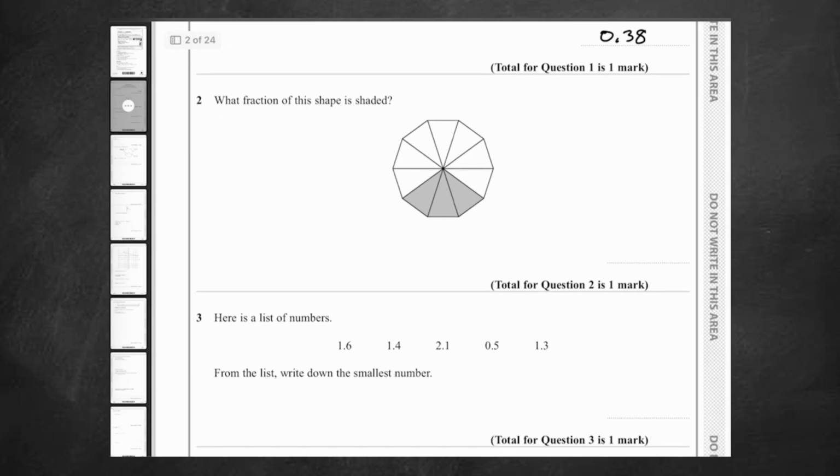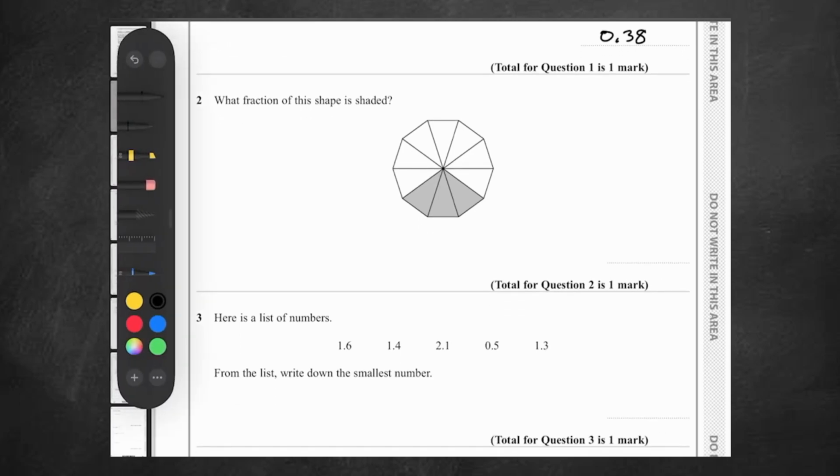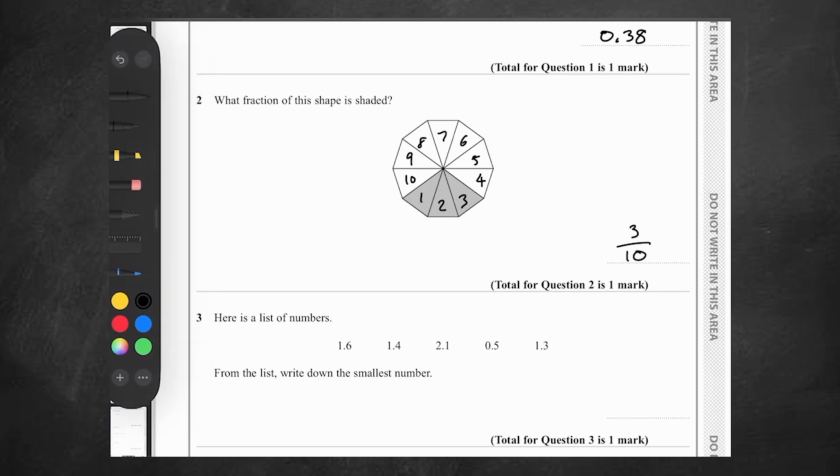Question 2. What fraction of this shape is shaded? So we have 1, 2, 3 sections shaded, and in total we have 10 sections, so 3 shaded out of 10 sections.